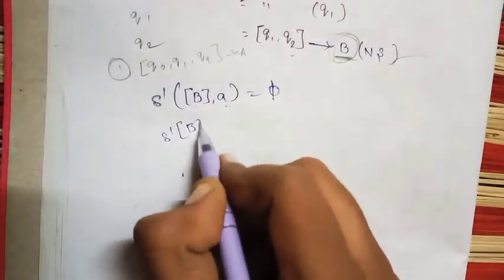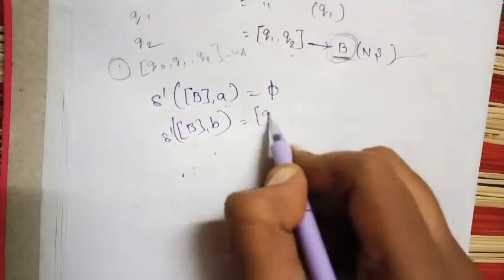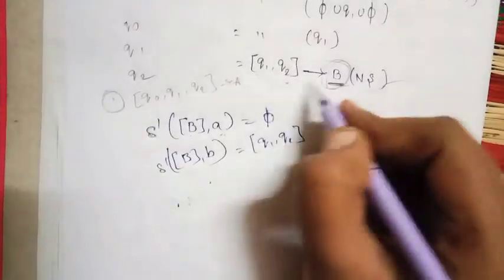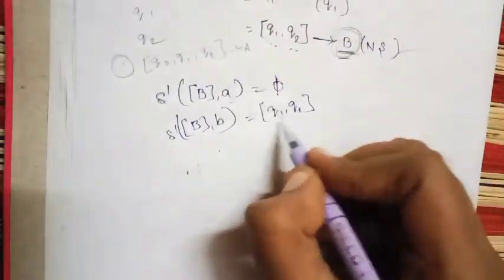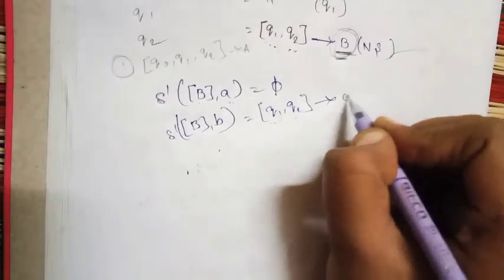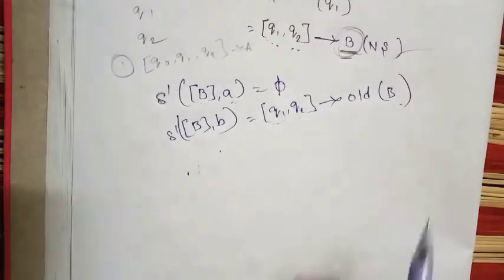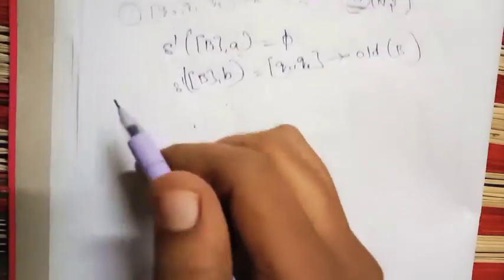Then for B, if we take B as input, then we will just get q1, q2. See, guys, here already we have q1, q2 with symbol B, and again we got q1, q2. That means we will just represent it as the old state B. Then the next step is we just need to write the summary, guys.